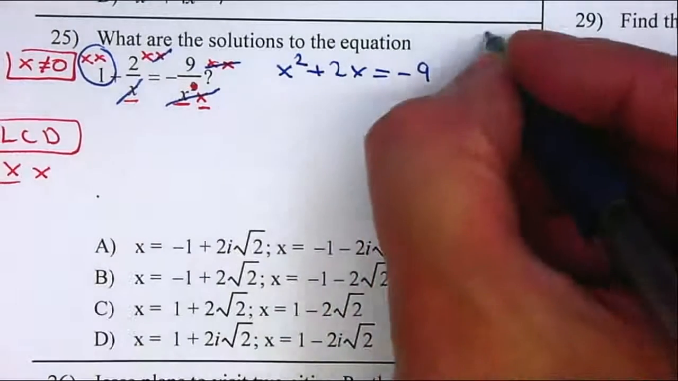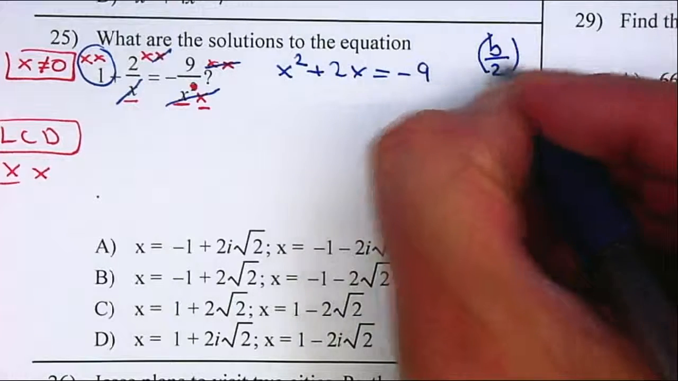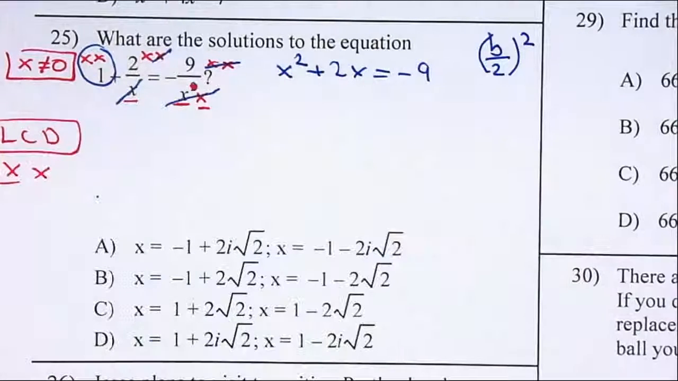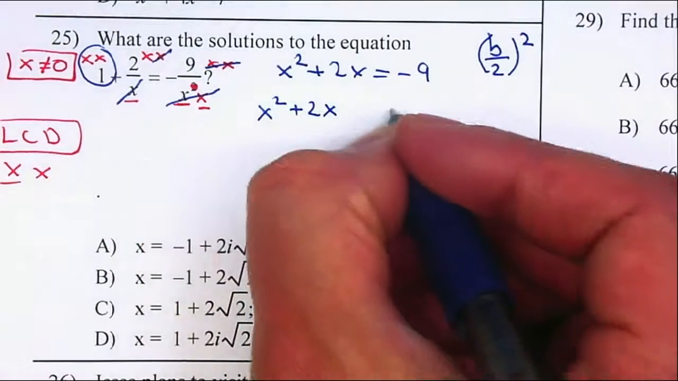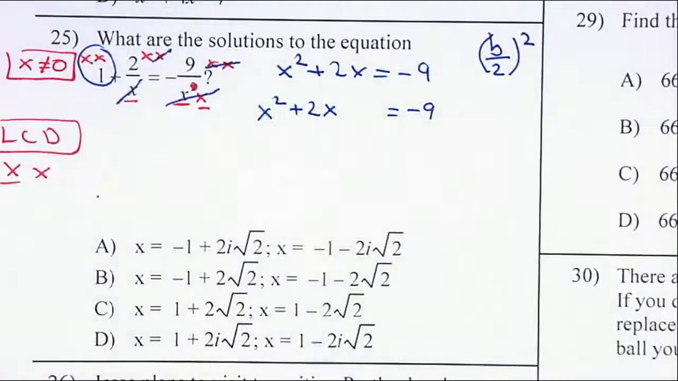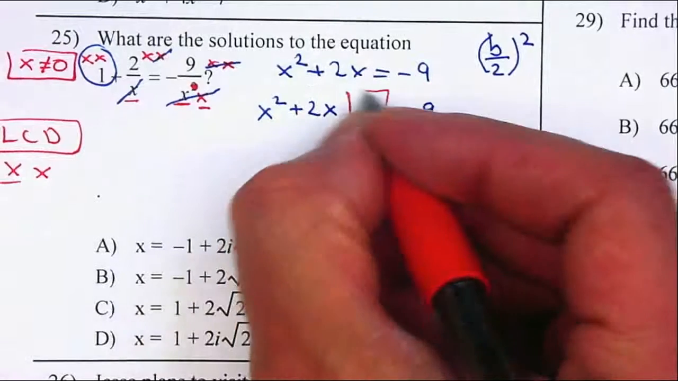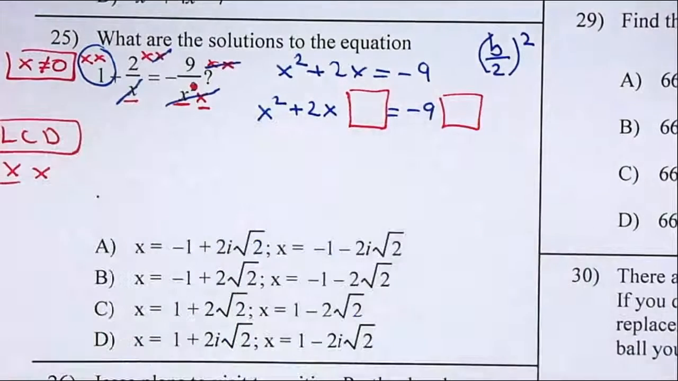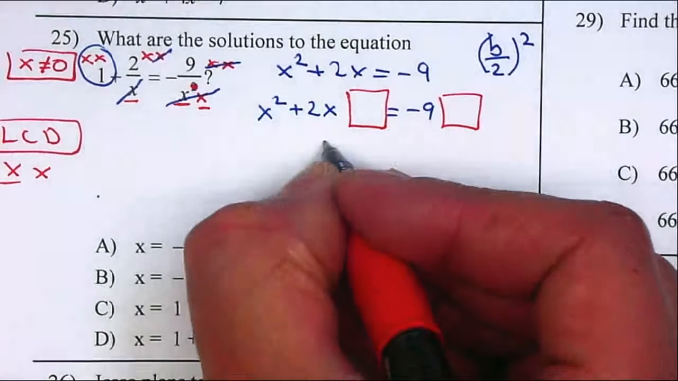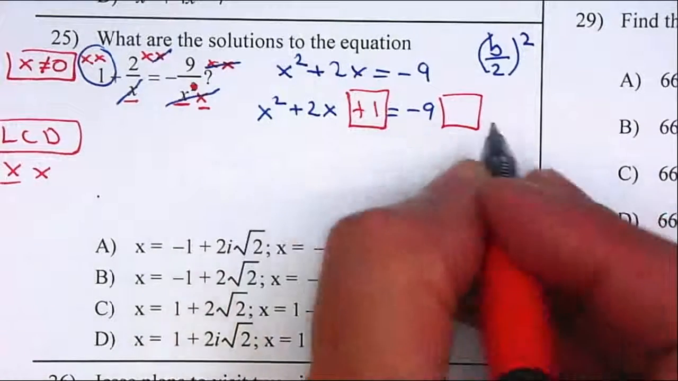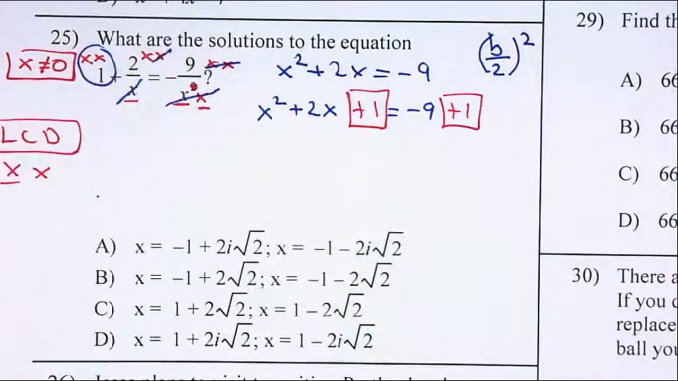Remember, your formula will be b divided by 2, and then you square it for completing the square. So let's leave some space. x squared plus 2x, leave some space, equal to negative 9. I need to complete the square, so I need my square here and my square here. To complete the square, you need to take half of the number, which will be 1. 1 times 1 is positive 1 on both sides.